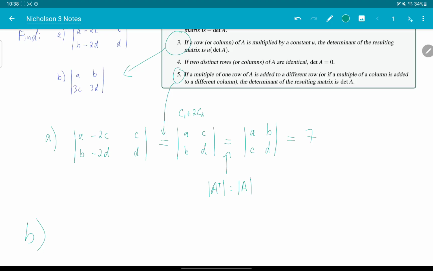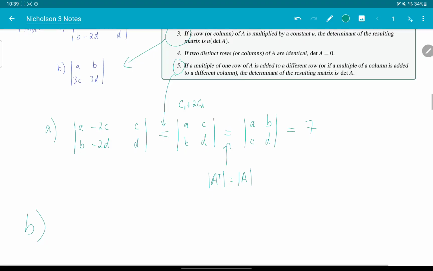Now we know that if we take a matrix and multiply a row by a constant, then we are also multiplying its determinant by that constant. So what this ends up telling us is that A, B, 3C, 3D, it gives us a nice formula. It says that if you have just one row or one column with a common multiple, you can just factor that thing out.